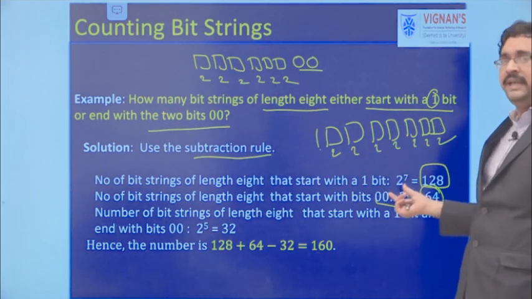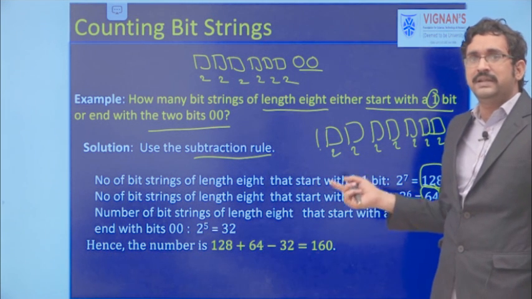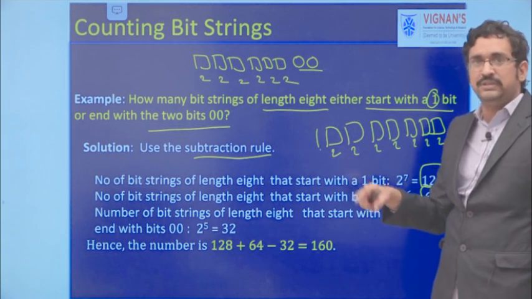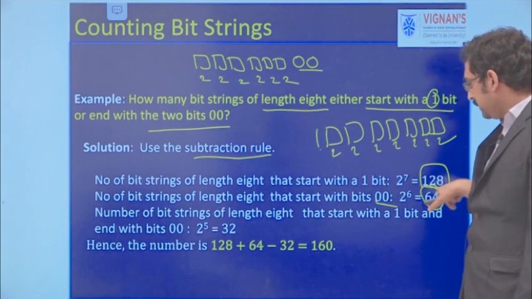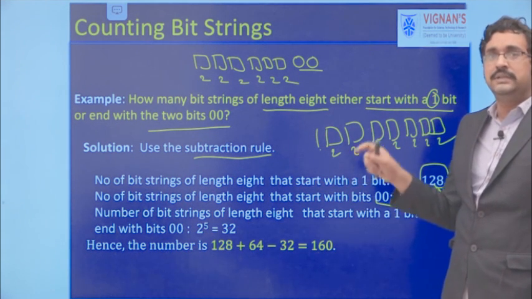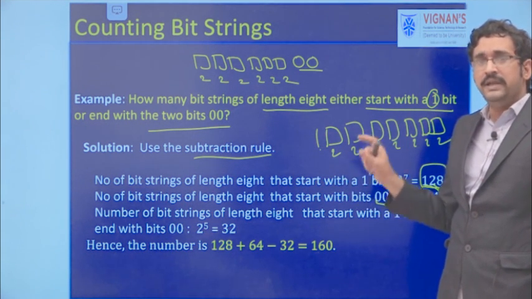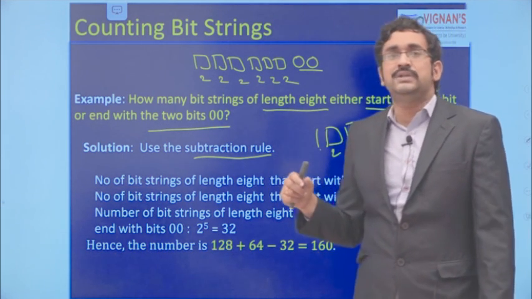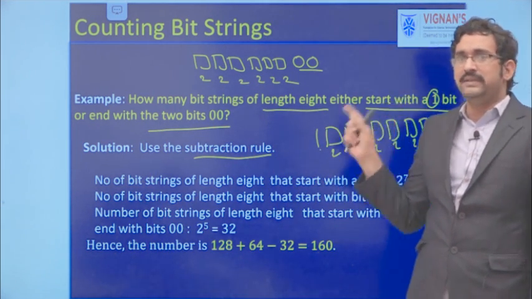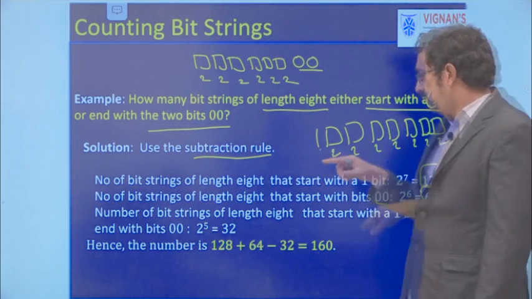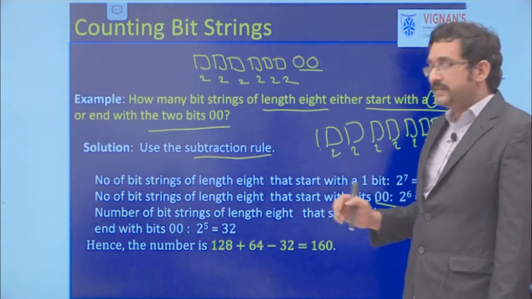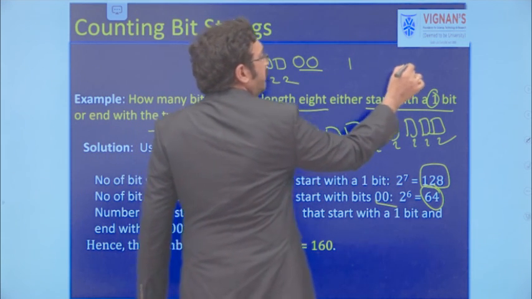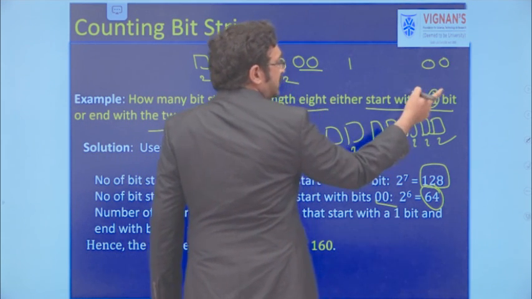So what is 128? 128 contains the strings that start with 1 and which may or may not end with 2 consecutive zeros. Here 64 denotes the number of strings that are ending with 2 consecutive zeros. Next, what you have to find? The strings which start with 1 and end with 2 consecutive zeros. So that means the string will start with 1 and will end with 2 consecutive zeros.